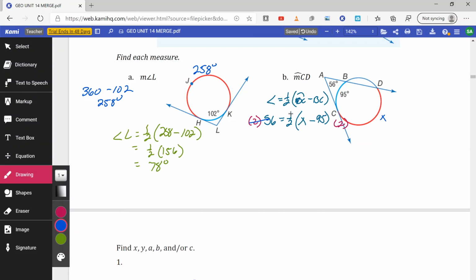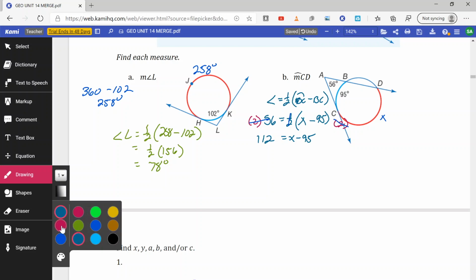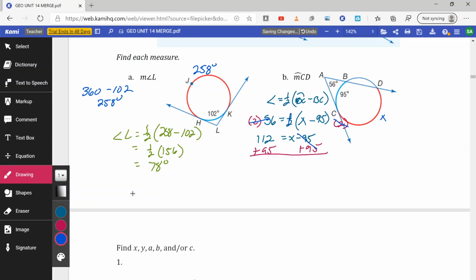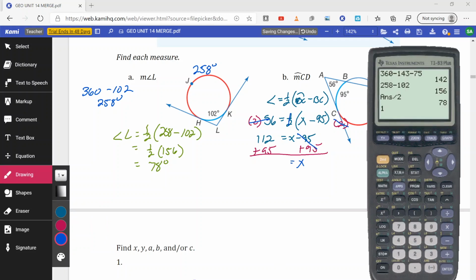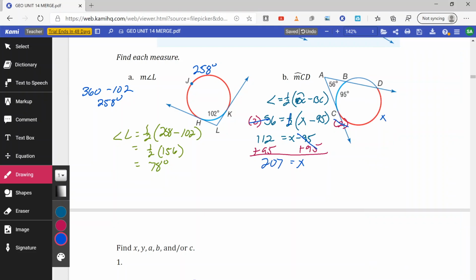So the half and the 2 will cancel out. 2 times 56 gives me 112. Gives me x minus 95. Now what we'll do is we'll add 95 to both sides. So the 95s will cancel out, leaving us with just x. And then we add 112 and 95. So we get 207. So that means arc DC is 207 degrees.